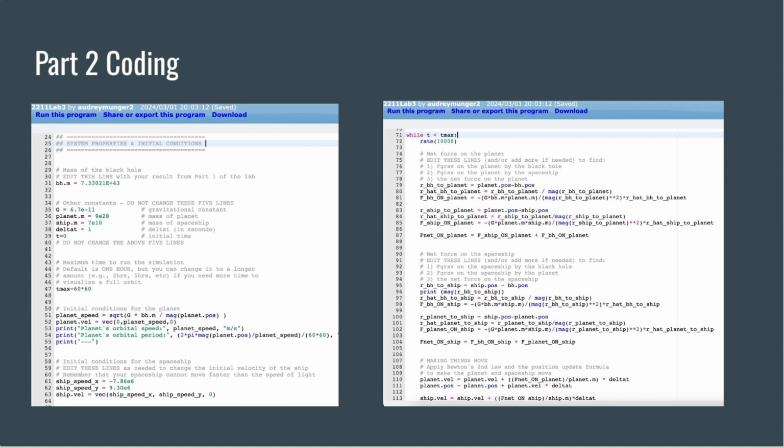The coding in Part 2 is used to solve for the initial velocity of the spaceship. This required some trial and error to reach a point where the spaceship would not get sucked into the black hole. On the left side, you can see my black hole's mass that was calculated in Part 1, and on the right side you can see how the gravitational force is calculated between the black hole and the planet, and the spaceship and the planet.